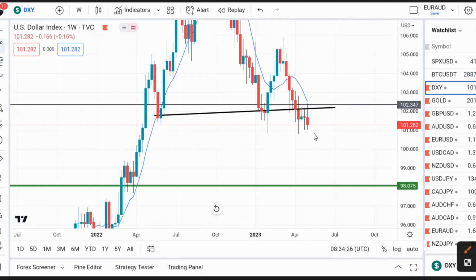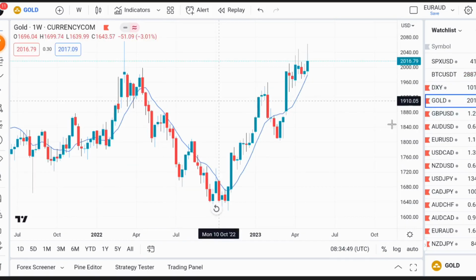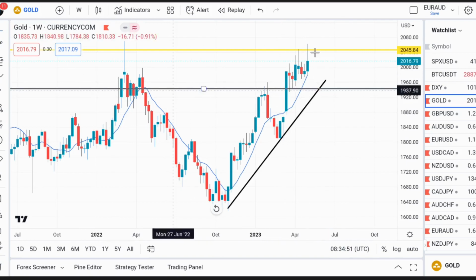So let's see how it goes. This is my prediction, my analysis right there. Maybe we'll have a decline from here to 98.075, because that's the next obvious support level for the DXY. Okay, let's first check gold before we go to other currencies.